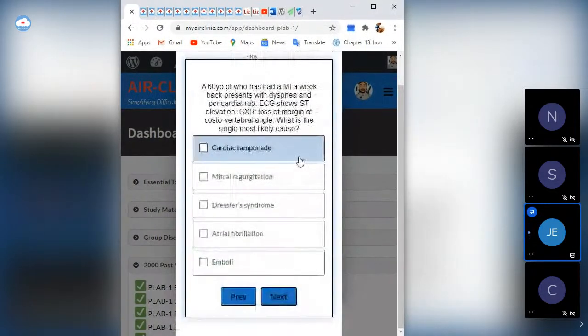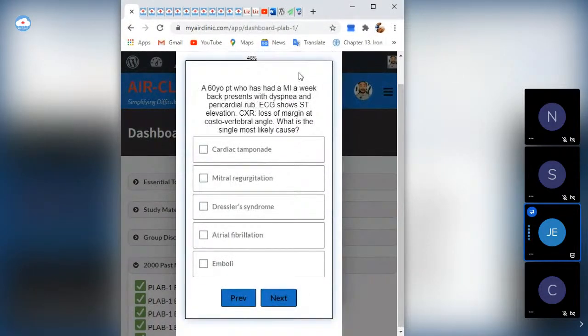A 60-year-old, okay, final question for today. A 60-year-old patient who has had a myocardial infarction a week back presents with dyspnea and pericardial rub. ECG shows ST elevation, chest X-ray, loss of margin at the costovertebral angle. What is the single most likely cause? Cardiac tamponade, mitral regurgitation, Dressler syndrome, atrial fibrillation, emboli.